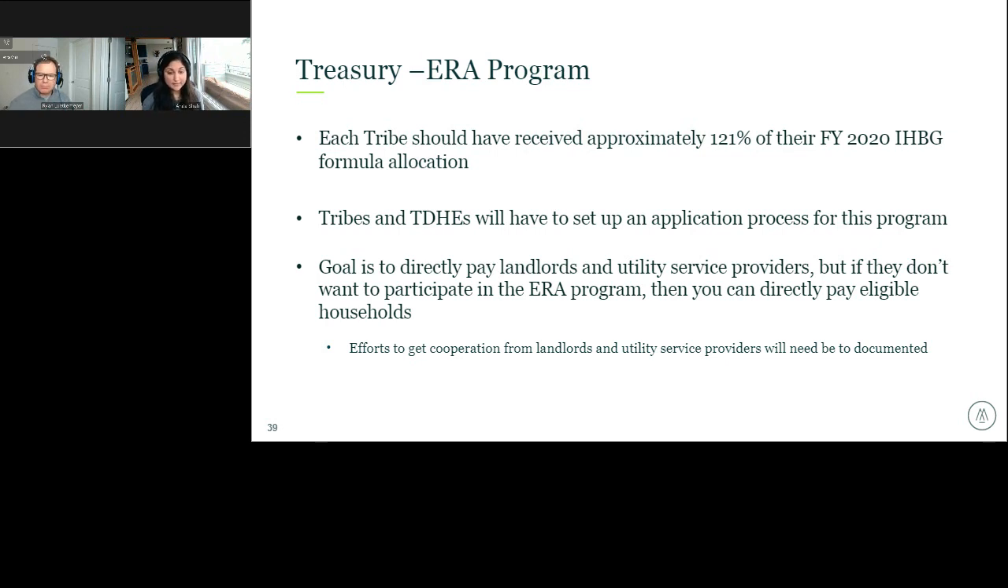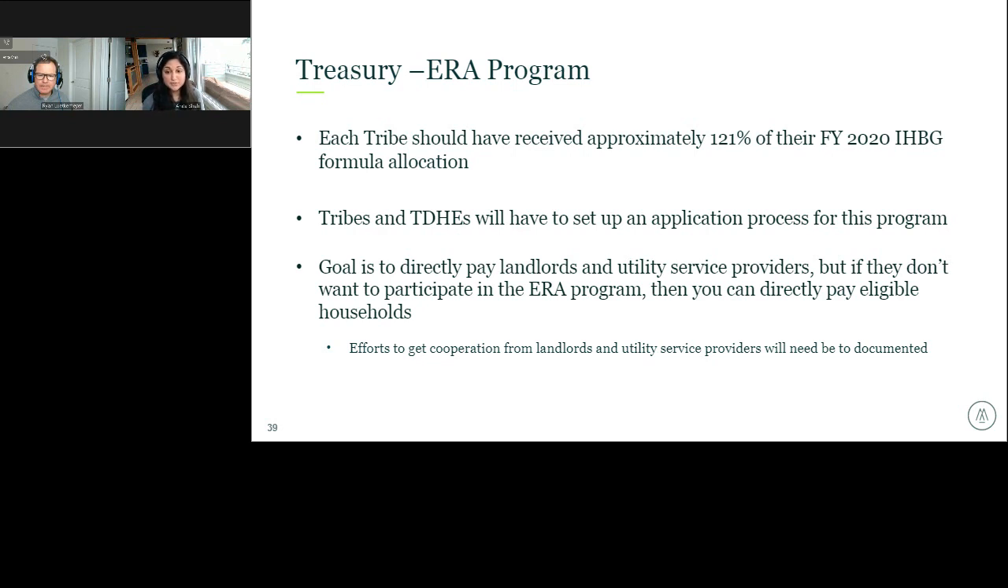Now, to provide assistance under this program, tribes and tribal designated housing entities will have to set up an application process. And the goal that Treasury has is that they want tribes and designated housing entities to make these payments directly to landlords or utility service providers. And the Treasury goes on to say that you have to make efforts to get the landlords and utility service providers to participate in the program. And if they don't participate, then you can directly pay eligible households for this assistance.